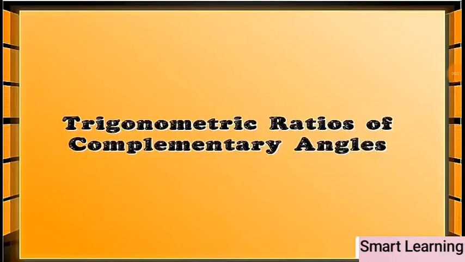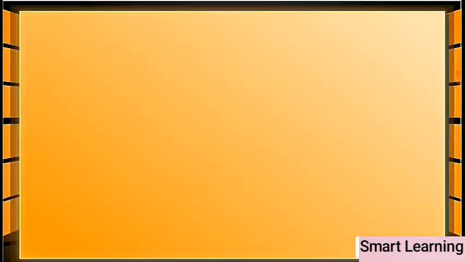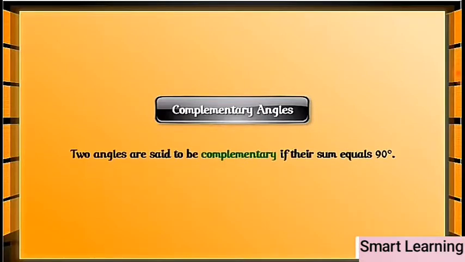In this module, we will learn trigonometric ratios of complementary angles. First, we shall know what complementary angles are. Two angles are said to be complementary if their sum equals 90 degrees.